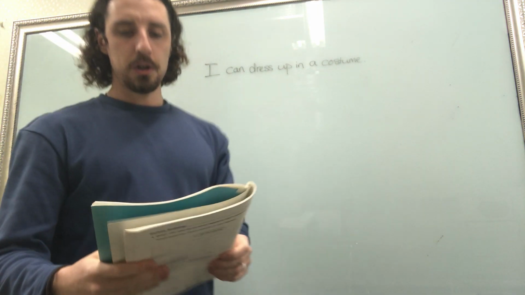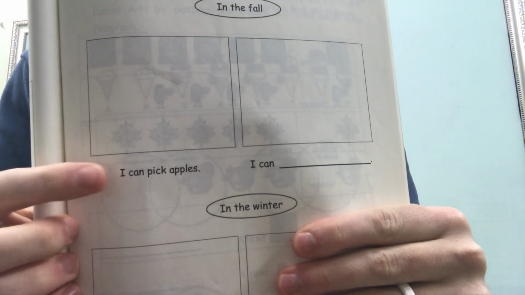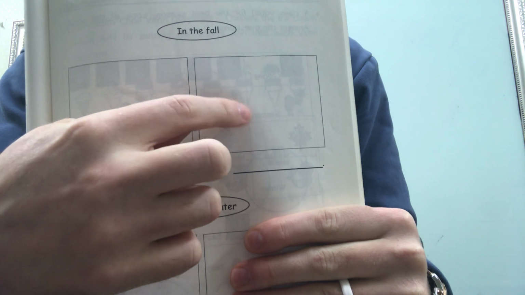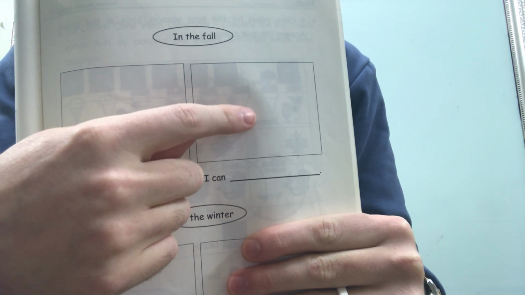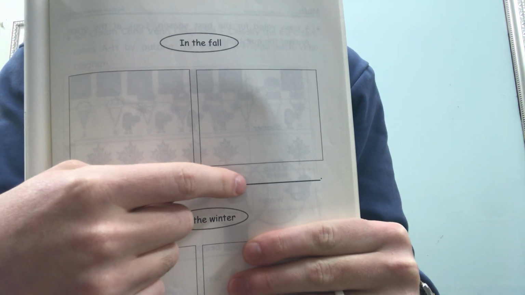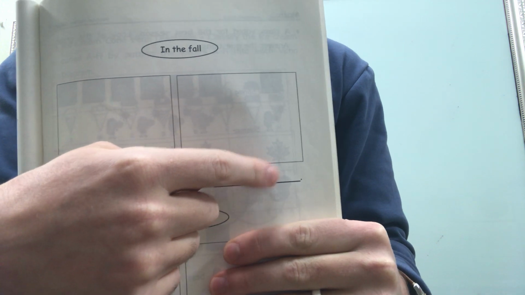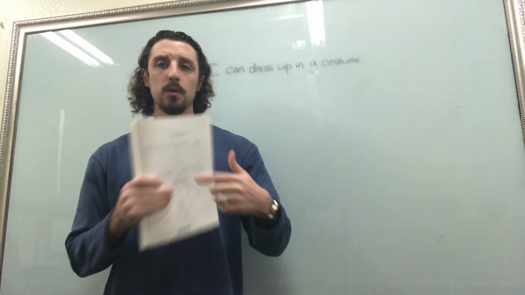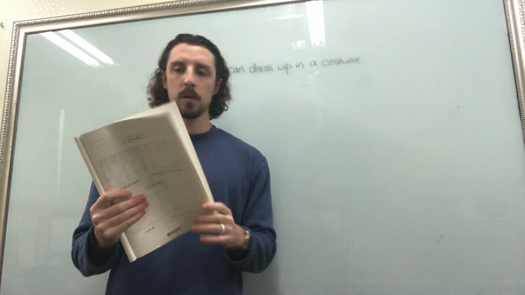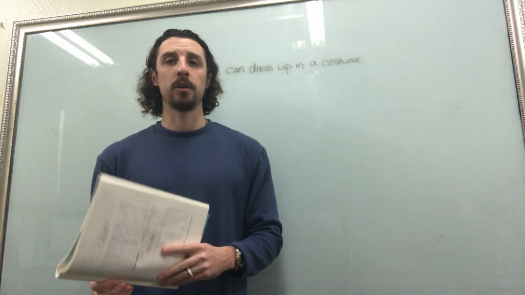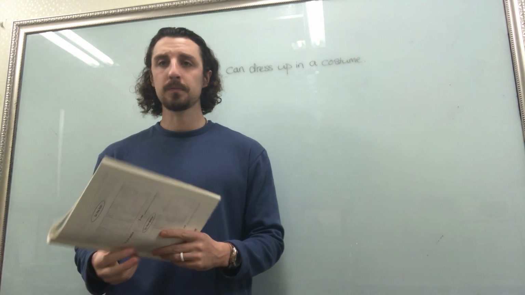Okay? So, for in the fall, same thing. Draw a picture of you picking apples, and then draw a picture of you in a costume. I can dress up in a costume. Okay, right here. Pick apples, dress up in a costume. Okay? So pause the video, do that, and then come back and we'll finish with in the winter. Okay? So pause.